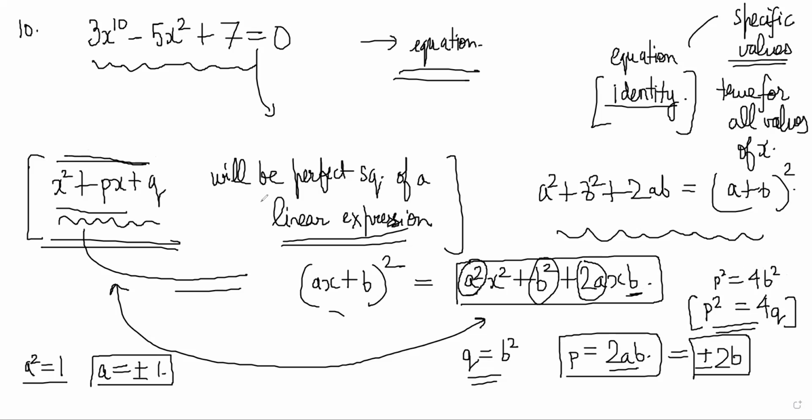Basically, you have to focus on the words of the question. What is he asking? He's not asking you to solve any equation. He's asking when this quadratic will be the square of a linear expression. p square minus 4q equals 0. But that is the answer. We don't care about the answer. We care about how we got there, right?